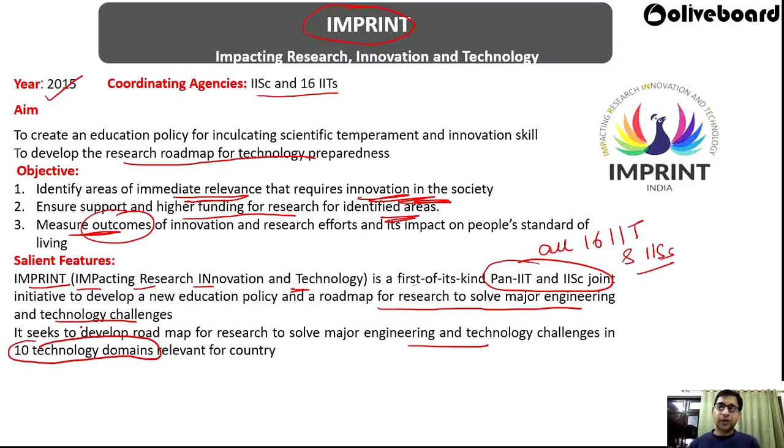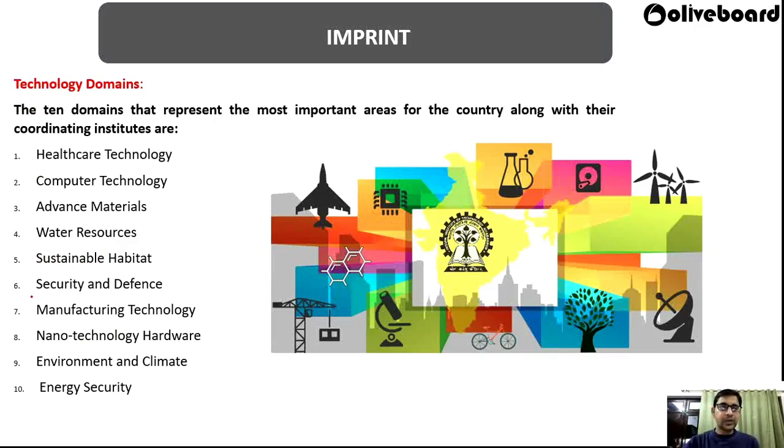It is not that you can do research in any kind of field. Here we have confined them to 10 technological domains for the research. These technological domains are healthcare, which is very important, computer technology, advanced material, water resources, sustainable habitat, security and defense, manufacturing technologies, nanotechnologies, environment and climate, and energy security.